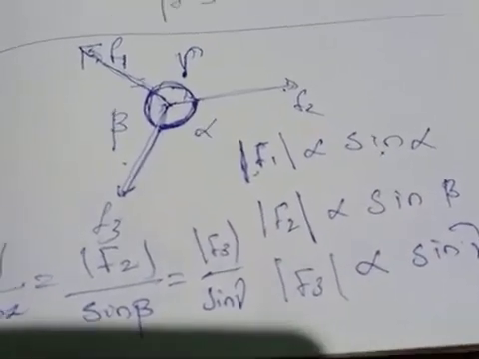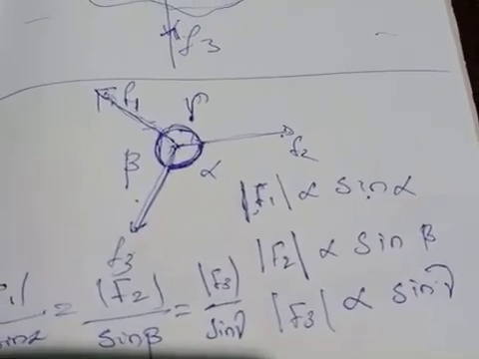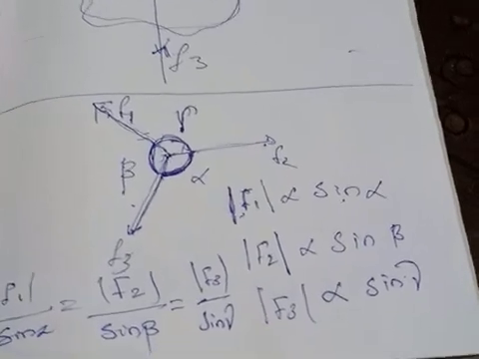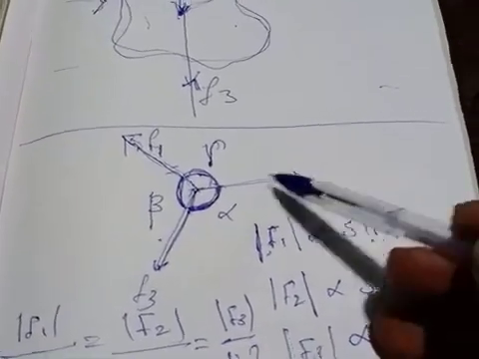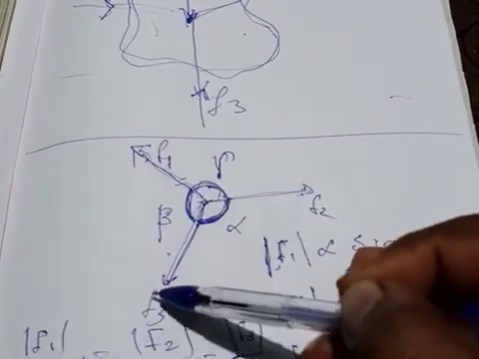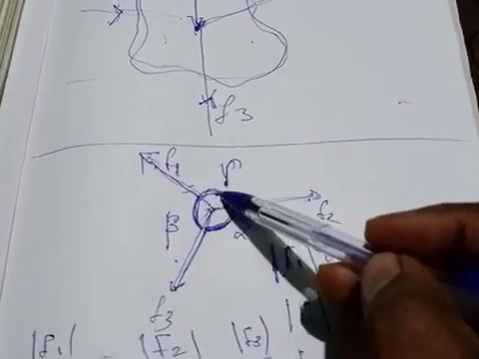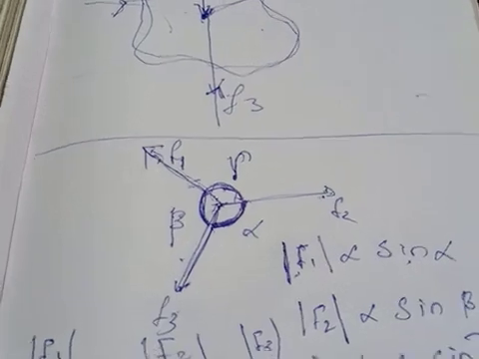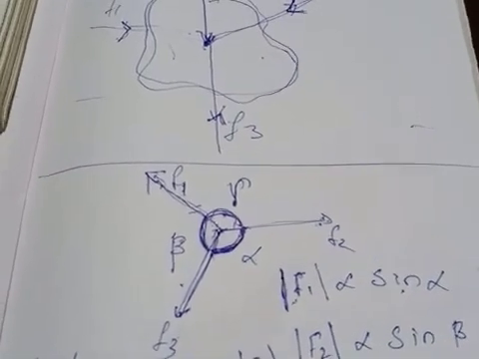And you can write the magnitude of F1 is proportional to sine alpha. Like that, if you are taking F2, the magnitude of F2 is proportional to sine beta. If you are taking F3, it is proportional to sine gamma. So this is Lami's theorem.